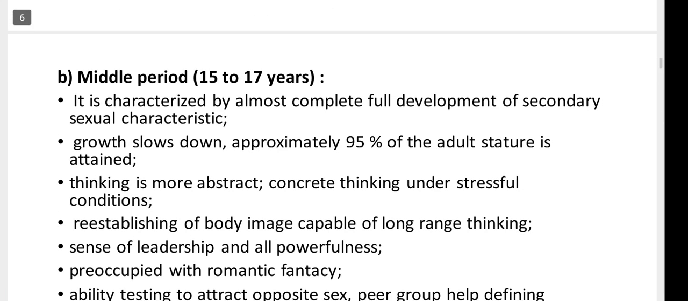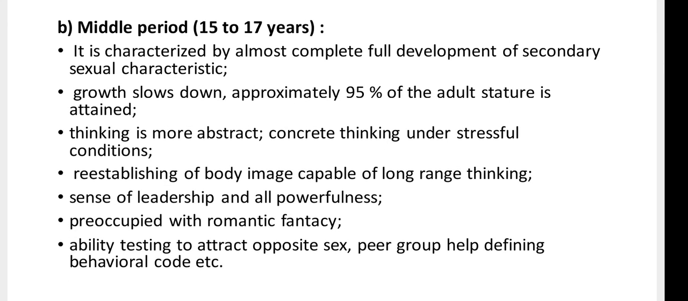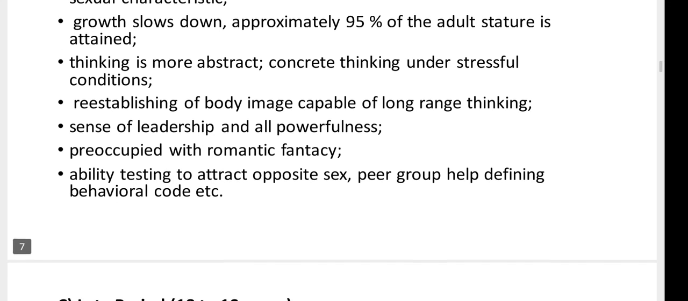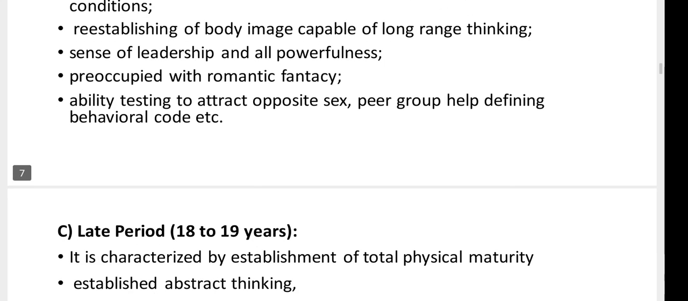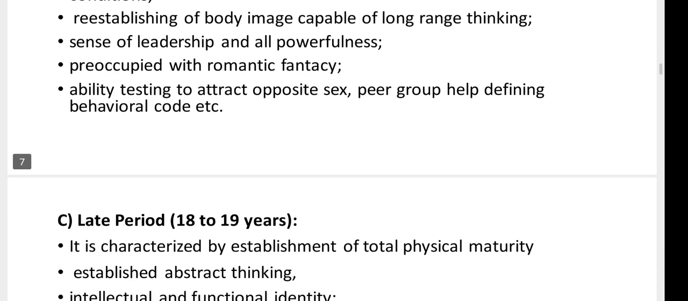The next is the middle period, the age from 15 to 17. In this age, there is almost complete full development of the secondary sexual characters. Growth slows down, and approximately 95% of adult stature is attained. Thinking is more abstract, though concrete thinking returns under stressful conditions, re-establishing body image, capable of long range thinking, sense of leadership and all-powerfulness, ability to attract the opposite sex, we call it attraction between the opposite sex. The peer group helps in defining behavior codes, etc.